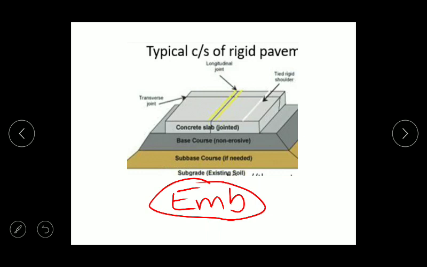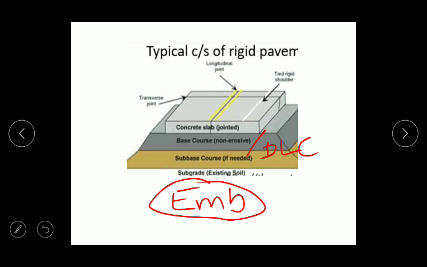And above the sub-base course, there is a base course, or we can say DLC, dry lean concrete, which can also be provided, and above that a concrete slab. And in the concrete slab we have to provide the transverse joint and a longitudinal joint. So this is a typical cross section of rigid pavement.